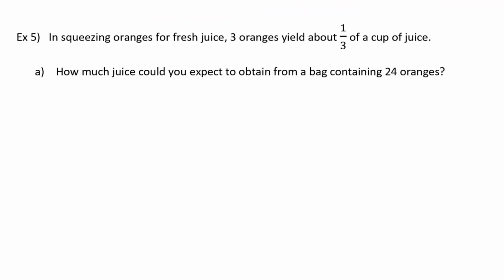Let's try another problem. Let's say we want to make some orange juice. It says here, if we want to make fresh orange juice, we can squeeze 3 oranges, and from that, we get about 1/3 of a cup of orange juice. So how much juice can we expect to obtain from a bag of oranges, and a bag contains 24? Let's set up our ratio first. 3 oranges makes 1/3 of a cup. I'll just call it OJ.